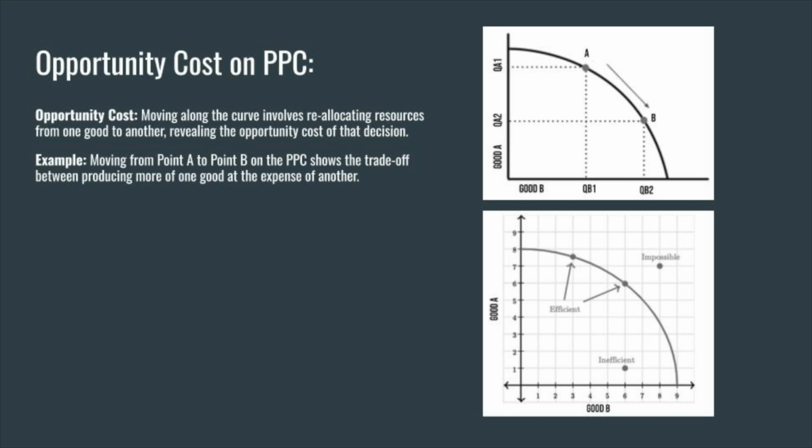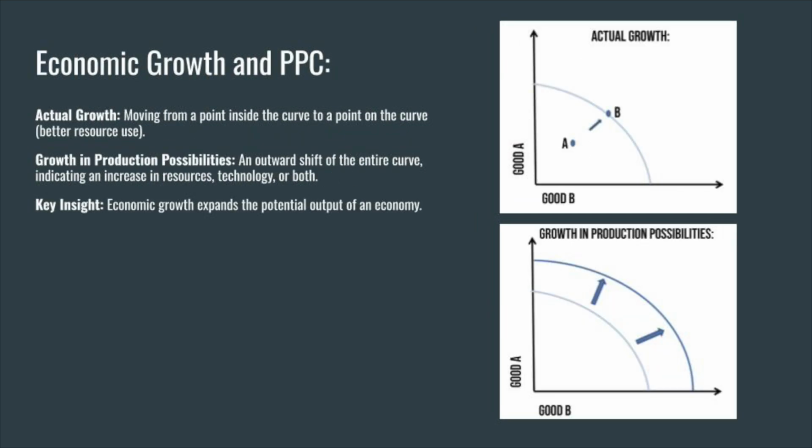The shape of the PPC can show increasing opportunity cost, a bowed-out curve, or constant opportunity cost, a straight line. The curve also helps visualize economic growth. Actual growth is a movement from inside the curve to a point on the curve, while growth in production possibilities is shown by an outward shift of the entire curve, indicating an increase in resource quantity, quality, or technological advancement.